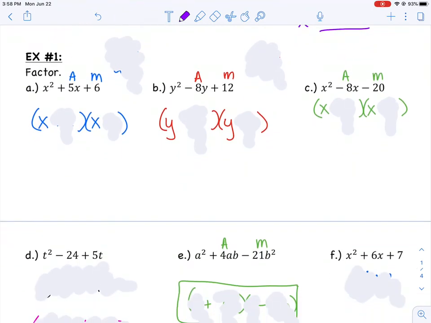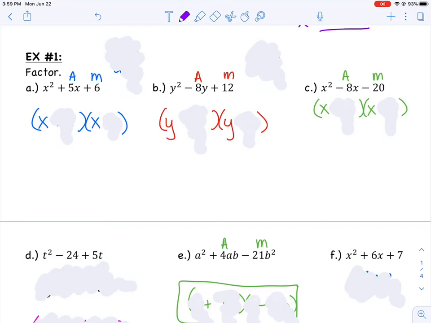Look at example number 1. It asks us to factor, so you should be following those same 7 steps. Number 1, is it in order? Number 2, is there a GCF? How many terms are after that? 2, 3, or 4? If there's 4 terms, remember we group it. If there's 3 terms, we're going to try to basic factor. So if you look at A, it's already in order, and it doesn't look like there's a GCF. I notice that there are 3 terms, so let's try to basic factor it.